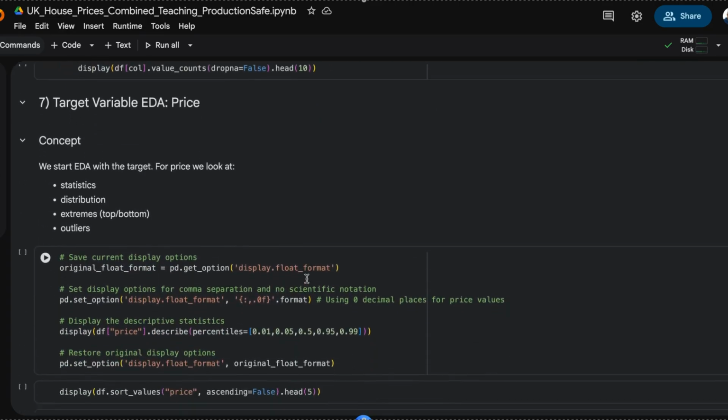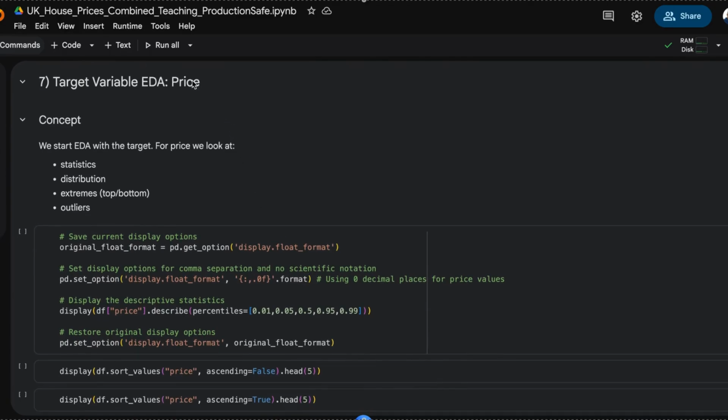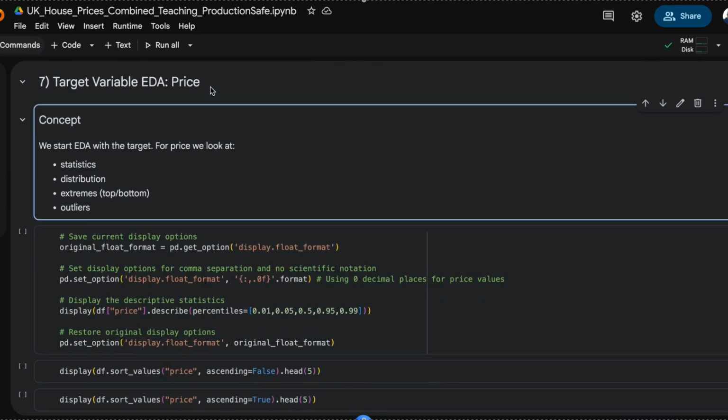Now that the dataset has been cleaned and validated, we explore the target variable, price. Before building any predictive model, we must understand how the target behaves, because if we misunderstand the target, we misunderstand the entire problem. Let's begin with descriptive statistics.